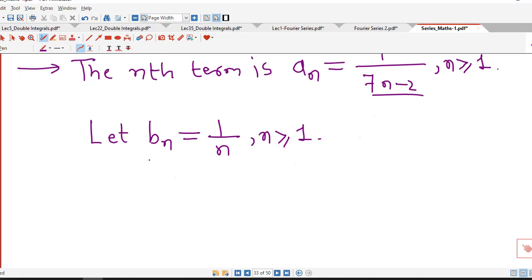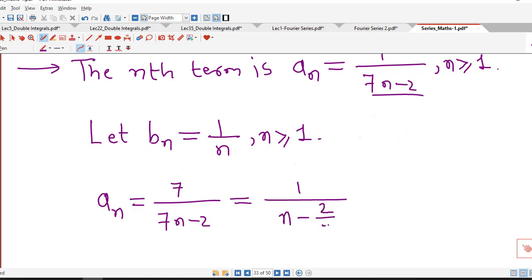Now we can rewrite an, which is 7 divided by 7n minus 2. So if we divide numerator and denominator by 7, here we have 7 by 7, which is 1, and 7n minus 2 divided by 7. So here we have n minus 2 by 7, n is greater than or equal to 1.